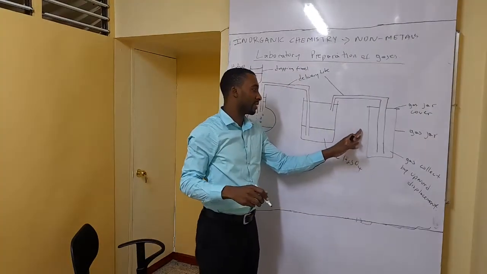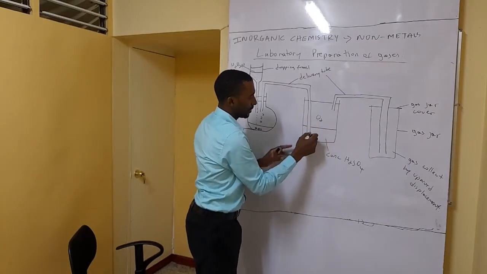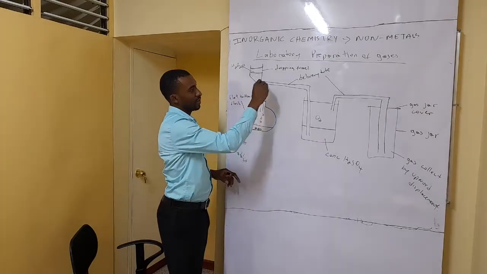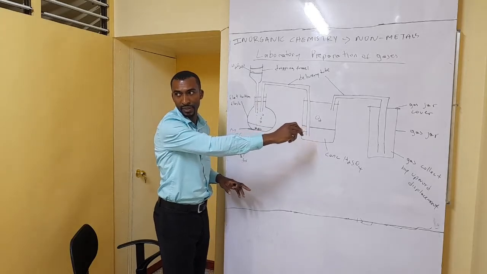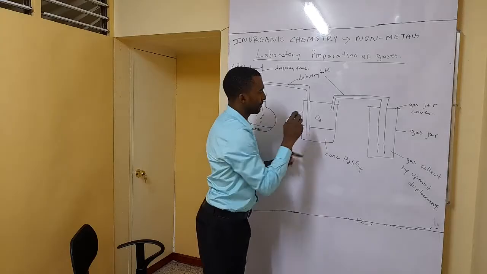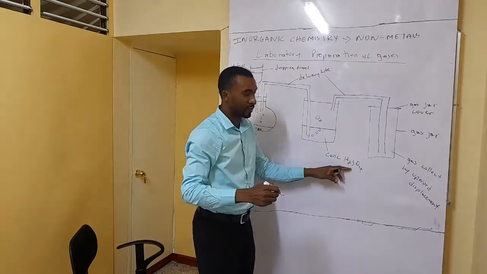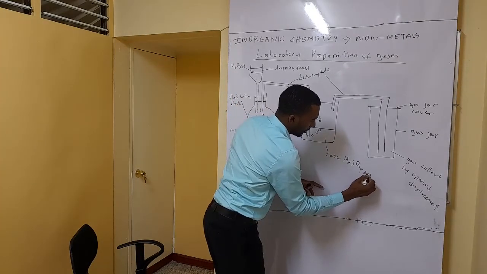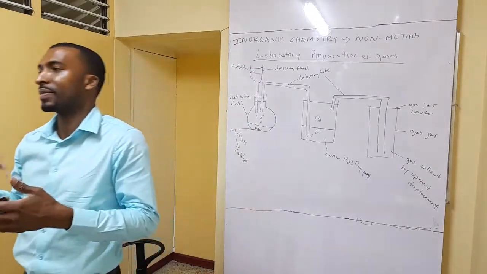But the important thing is that here is oxygen gas going here, but the concentrated sulfuric acid will absorb all the water vapor that may escape over here. Clear? So the oxygen that is here would be actually dry. When I said dry, it means it has no water vapor mixed with it.